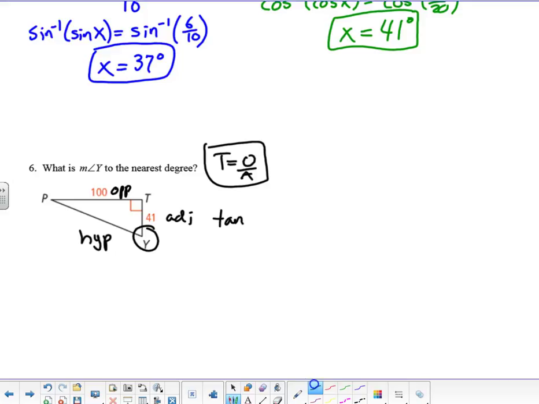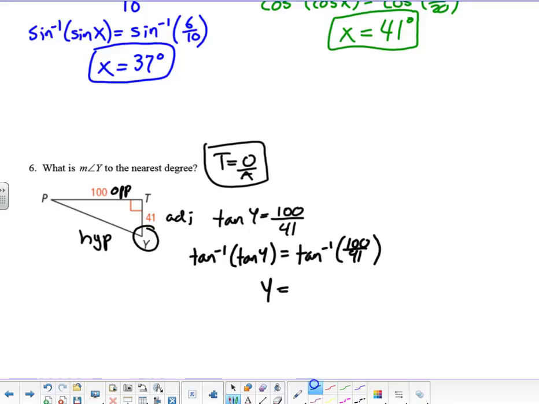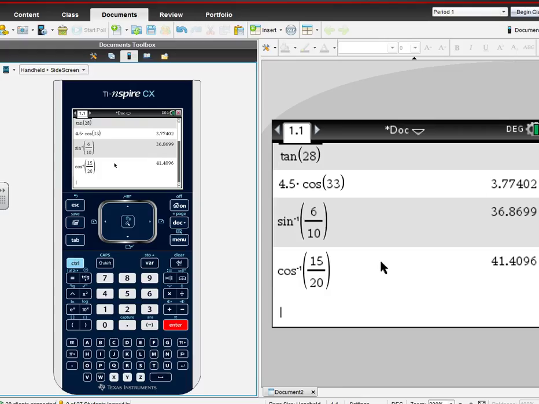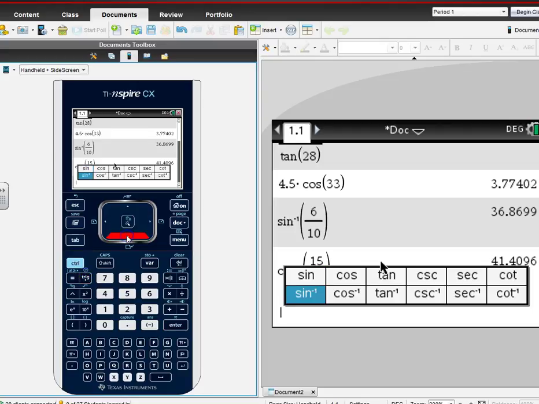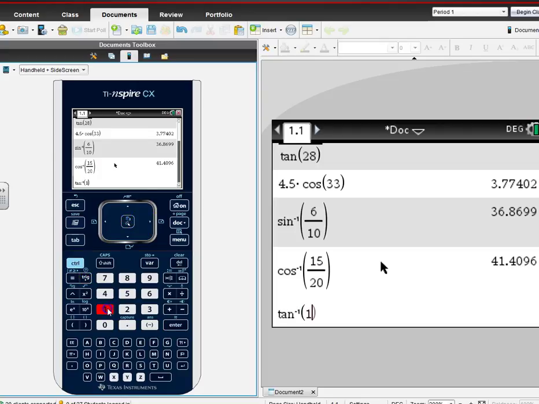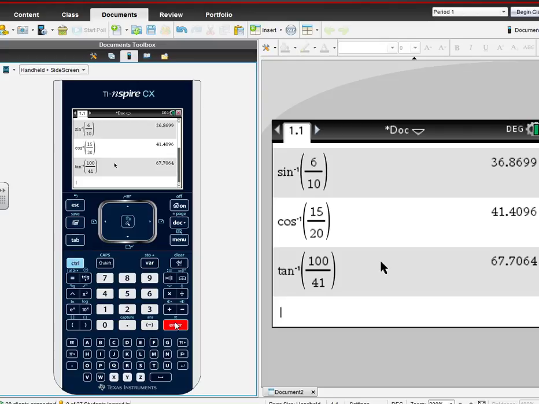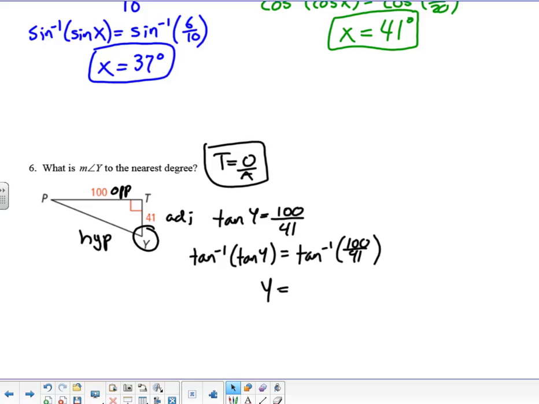So the tangent of y equals 100 over 41. So we're going to do the inverse of the tangent of y equals the inverse tangent of 100 over 41. Okay, these ones over here are going to cancel each other out, and so inverse tangent of 100 divided by 41 is 67.7, so we'd round that up to 68 degrees, okay, to the nearest degree.